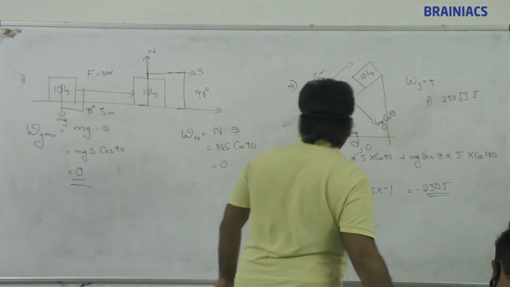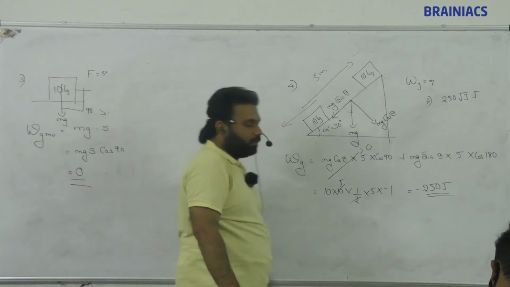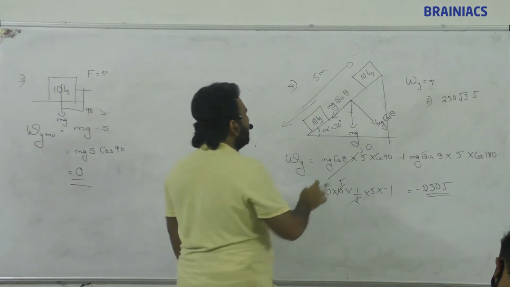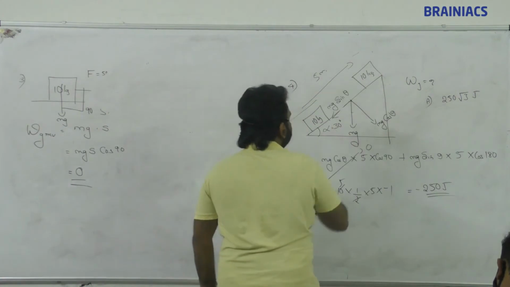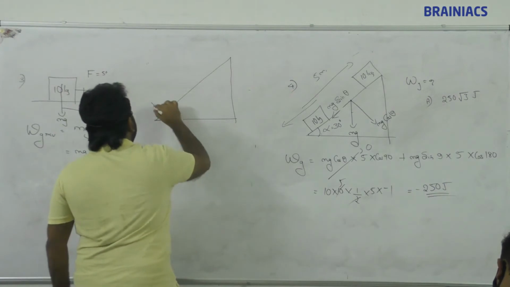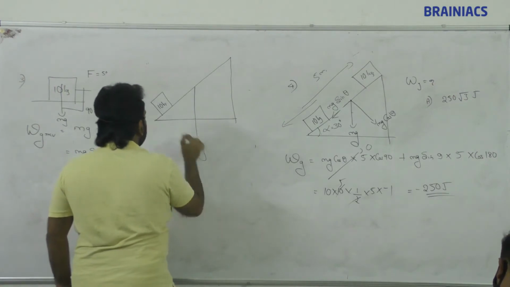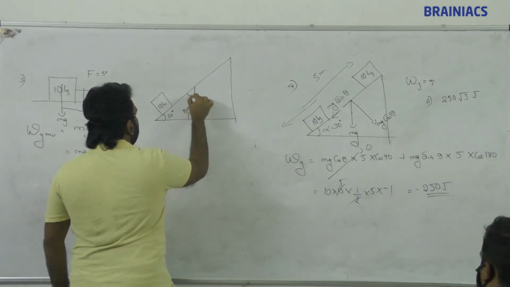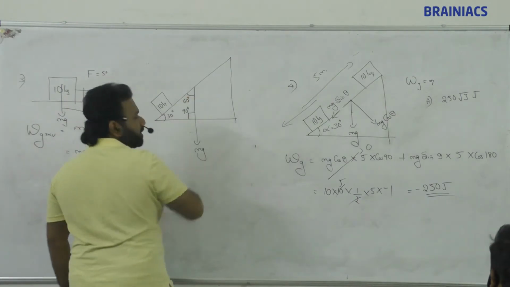Then suppose I want to take mg directly. This is the direction of mg. This is 30 degree. What is this angle? 90 degree. What will be this one? 60 degree, correct?